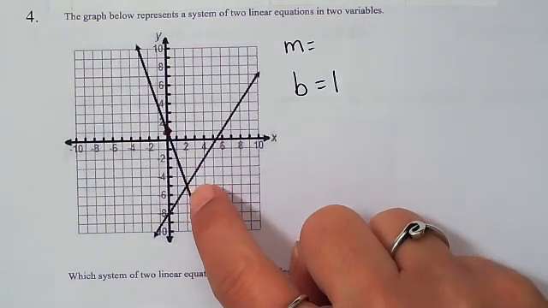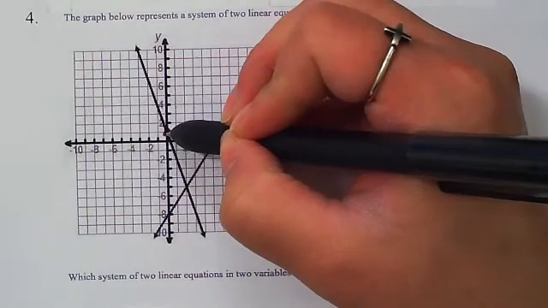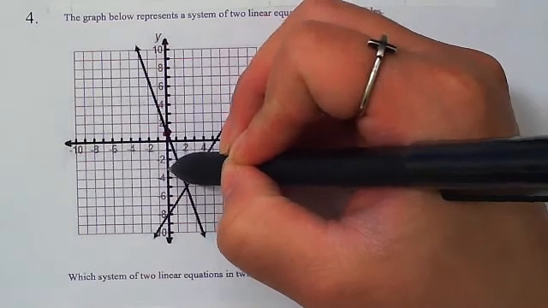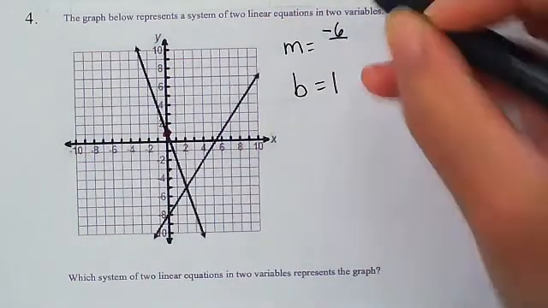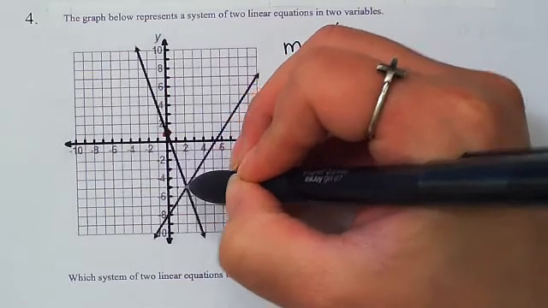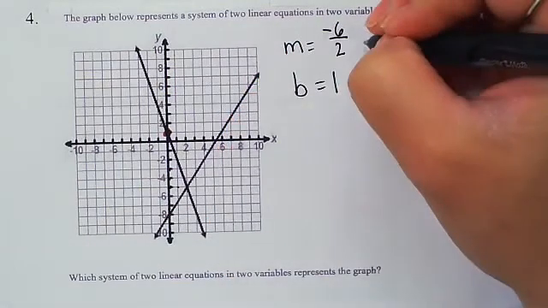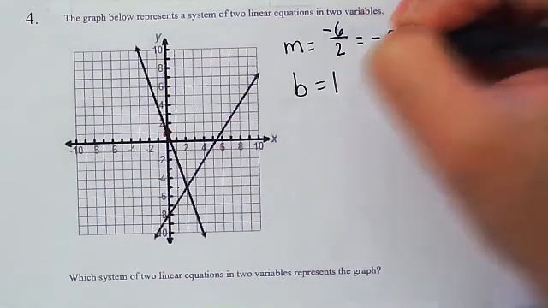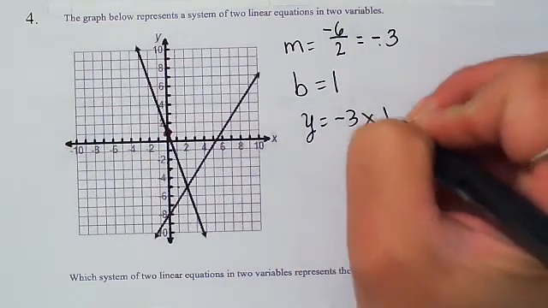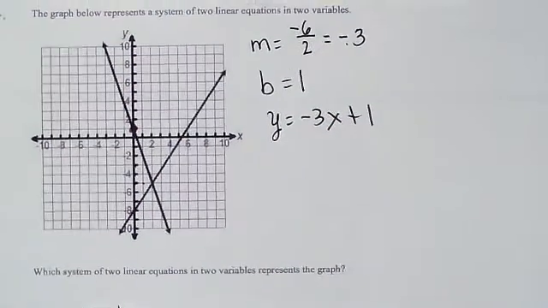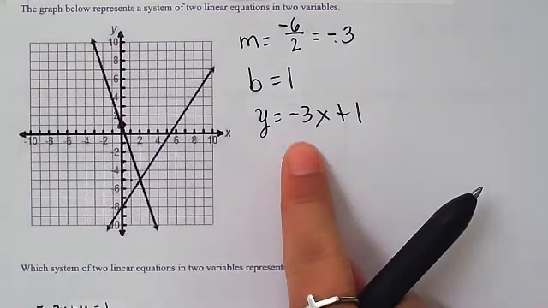And I need to find the slope. Remember I told you that if there's a point of intersection, use it, okay? So this one's going to be down 1, 2, 3, 4, 5, 6. So down 6, that's why it's negative. And then over 1, 2. Negative 6 over 2 is actually negative 3. So the equation is y equals negative 3x plus 1.